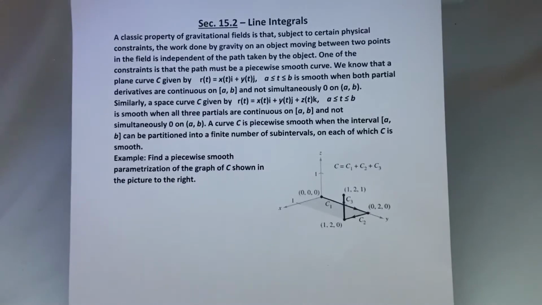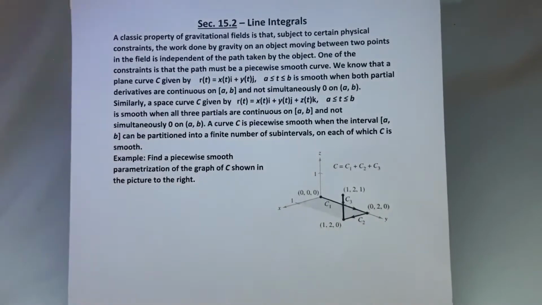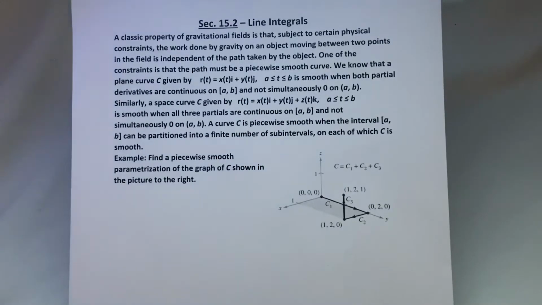Okay, calculus 15.2 is line integrals. A classic property of, for example, gravitational fields is that, subject to certain physical constraints, the work done by gravity on an object moving between 2 points in the field is independent of the path taken by the object. One of the constraints is that the path must be a piecewise smooth curve.